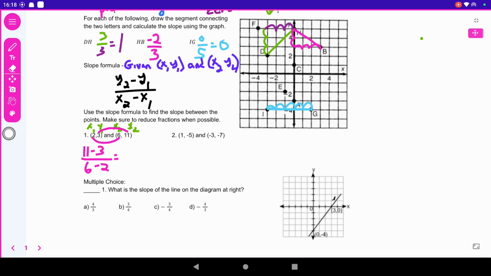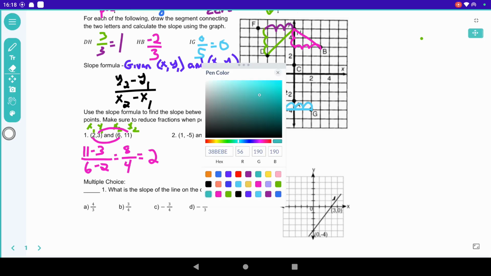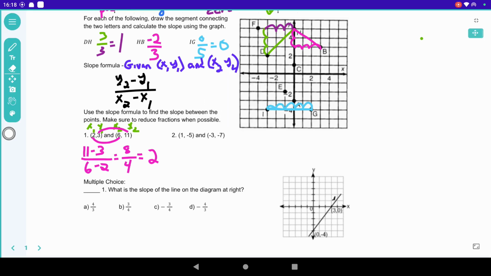On top, we're going to do 11 minus 3 is 8. On the bottom, 6 minus 2 is 4. And then we always have to ask, does the fraction reduce? And 8 over 4 reduces to be 2. On the next one, again, label x1, y1, do the loop thing, whatever helps you to connect them.